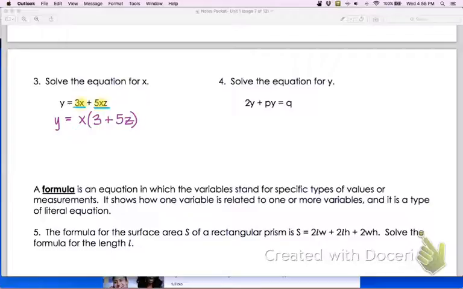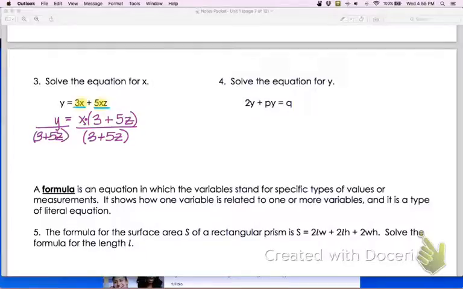So in order to get x by itself, we need to get rid of all of this. And even though it feels like it shouldn't be allowed, now that this says x times 3 plus 5z, if I want to undo times 3 plus 5z, we can divide by 3 plus 5z. It feels weird to divide by more variables, but we can do that.